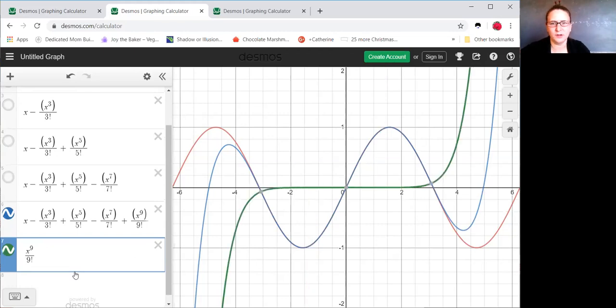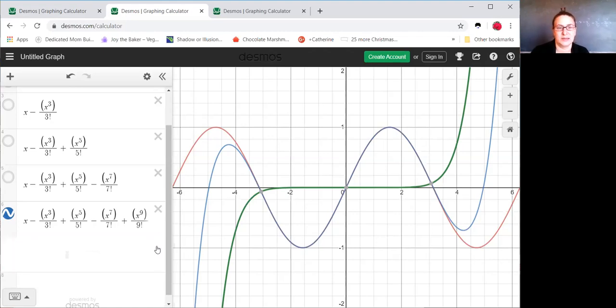9 factorial. Look, that's useless, right? That's now this green one, that looks nothing like the sine. So it's not the nth term that we're graphing, but the nth partial sum. There we go.